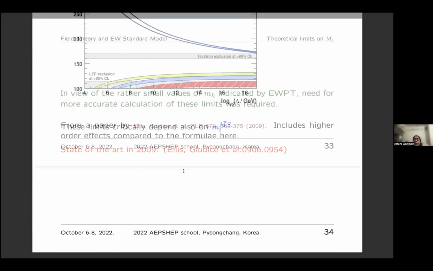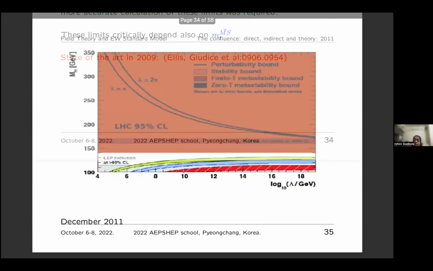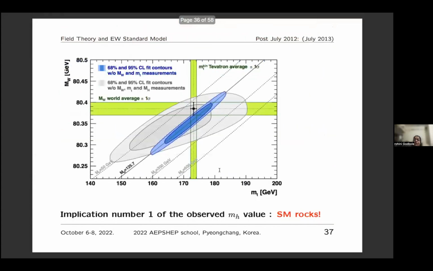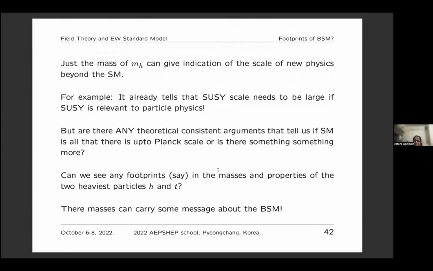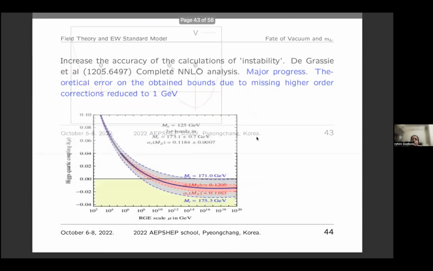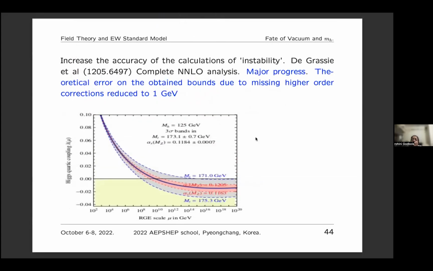Right now, it's very amusing that the value of the Higgs mass that we have got and the value of the top mass that we have got are such that we are just about consistent with absolute stability. And this is a paper which you would have seen many, many times. It is called Fate of the Vacuum and the Mass of the Higgs. Here what they had done was to increase the accuracy of the calculations of the instability.